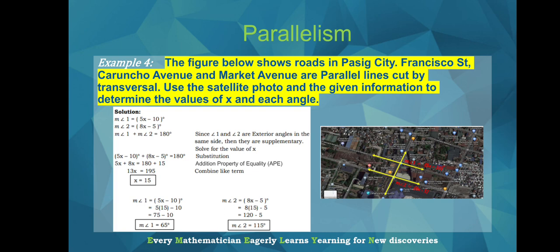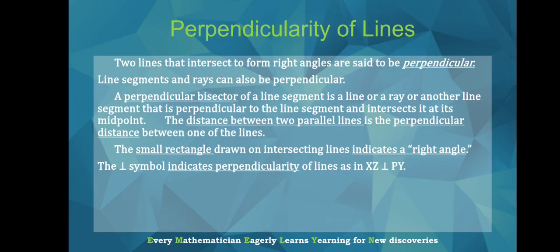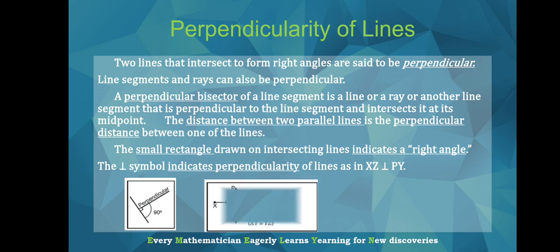Let's proceed to perpendicularity of lines. Two lines that intersect to form right angles are said to be perpendicular. Line segments and rays can also be perpendicular. A perpendicular bisector of a line segment is a line, a ray, or another line segment that is perpendicular to the line segment and intersects it at its midpoint.